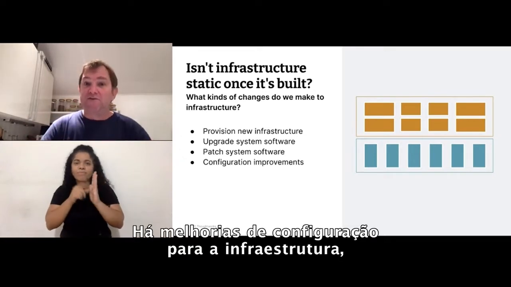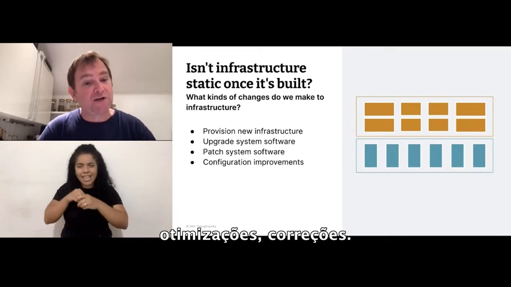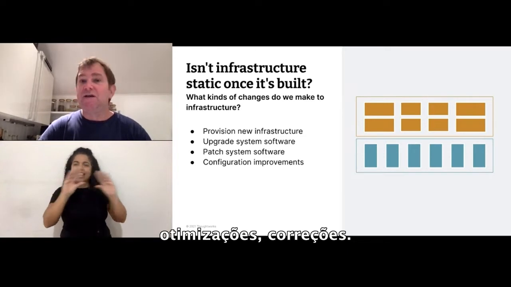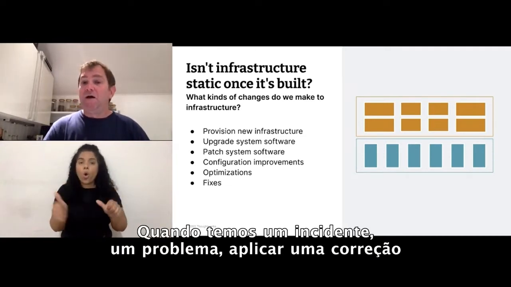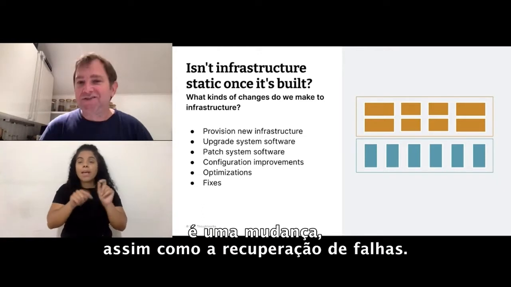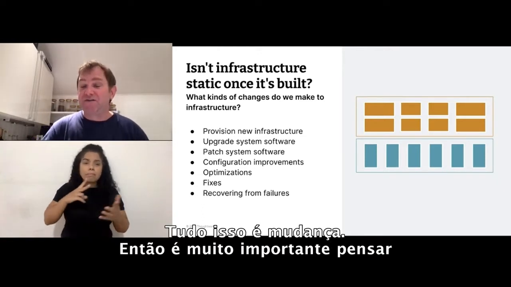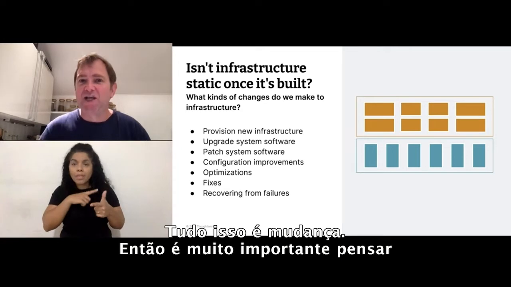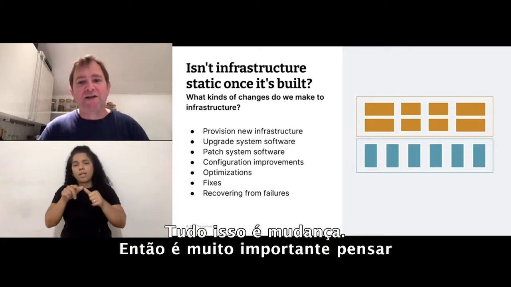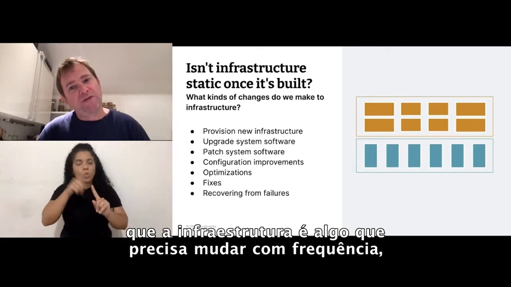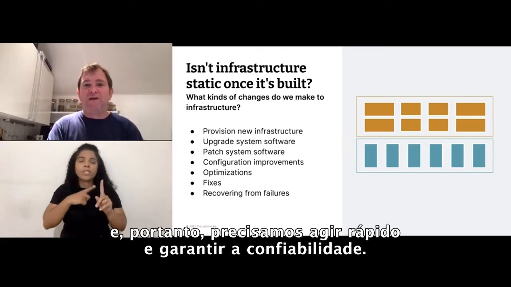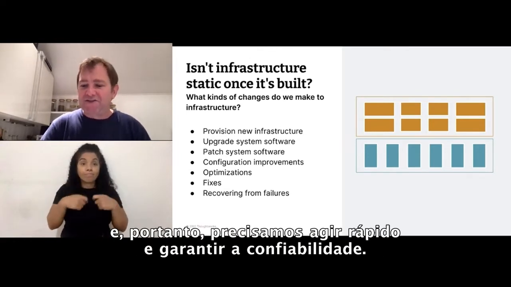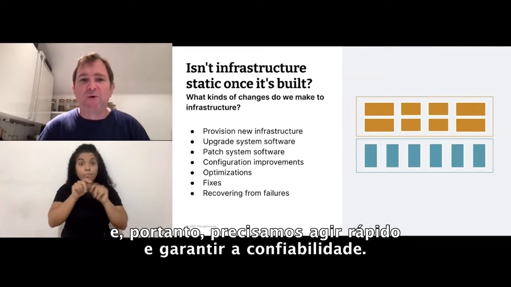There are things like configuration improvements to our infrastructure, optimizations, fixes. When we have an incident, when we have a problem, applying a fix is a change, as is recovering from failures. All of these things are types of change. So it's very important that we think about our infrastructure as something that needs to change very frequently, and that therefore we need to be not only fast at doing it, but also make sure that it's reliable.